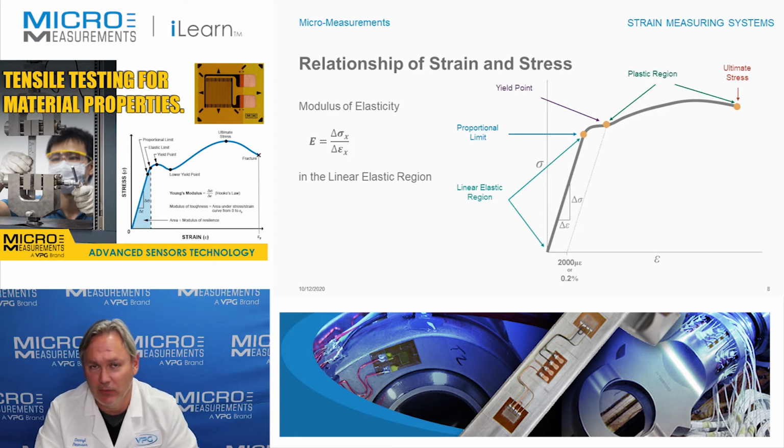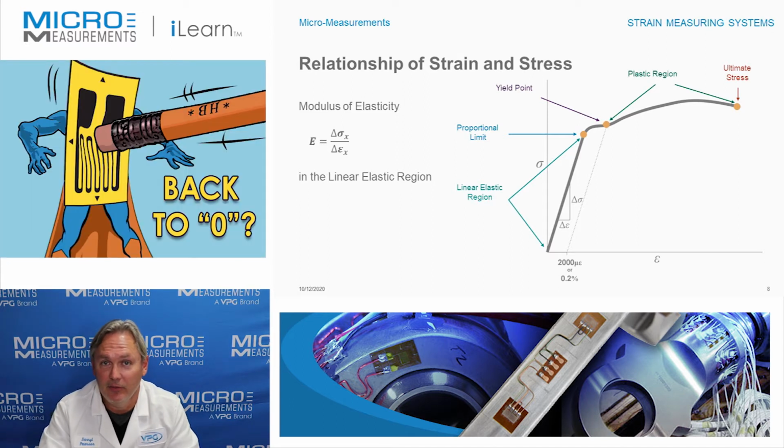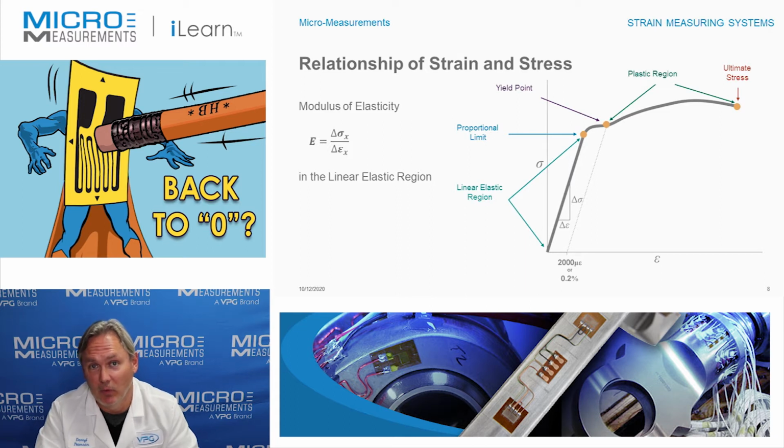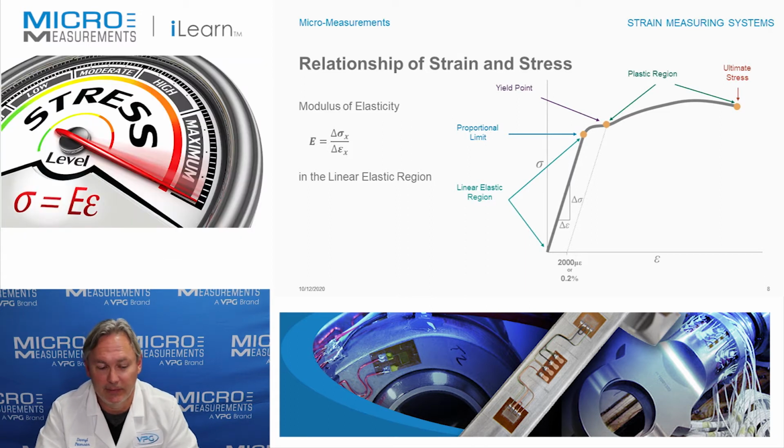You'll see the plastic region. That's the region at which the material will no longer come back to zero. Now you've got plastic deformation. And then ultimate stress, where you end up going from one piece of material into two. But what I want you to take from this graph is the modulus of elasticity. That's what establishes that relationship between the applied load and the measured strain.